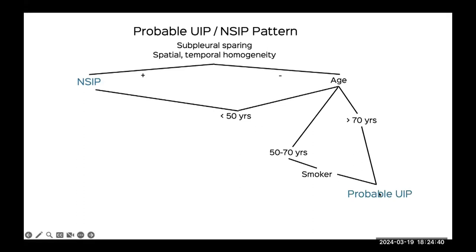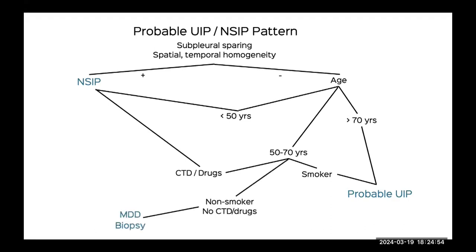If the patient is an ever smoker or has been a heavy smoker in the past, then it's likely probable UIP, IPF. If the patient has connective tissue disease or is on medications known to produce NSIP or medication-induced pulmonary injury, then that's likely that. If the patient in this age group is a non-smoker, no connective tissue disease or drugs, then you probably need a multidisciplinary session and a biopsy.